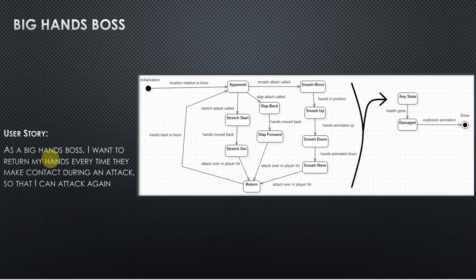As a big hands boss, I want to return my hands every time they make contact during attack so that I can attack again. So at any point during any of these attacks, if the player is hit anywhere on any of the states, it automatically goes into return and moves back to the boss so that it doesn't look like the hands are going through the player.